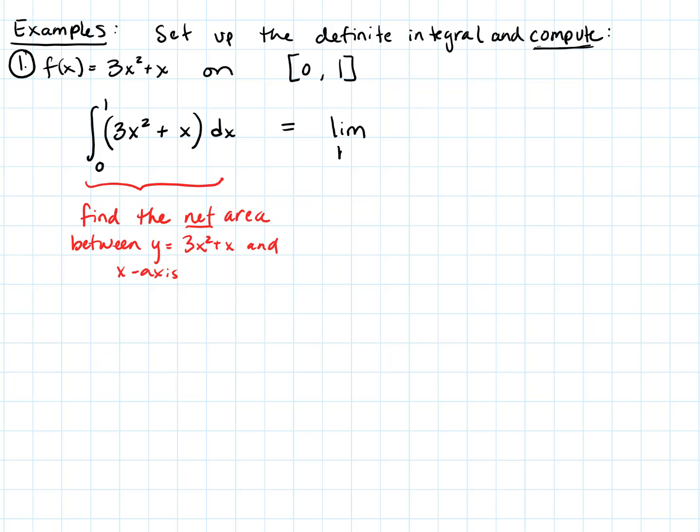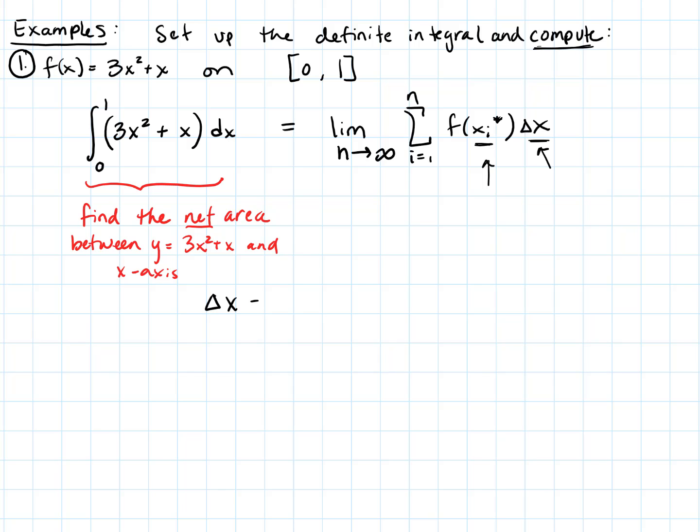And so the definite integral is the limit as n goes to infinity of the sum of f of x sub i star times delta x. What we need to do now is figure out, we know what f of x is, but we need to figure out what the tag is and what the delta x is, and we need to plug those in. So let's talk about it.